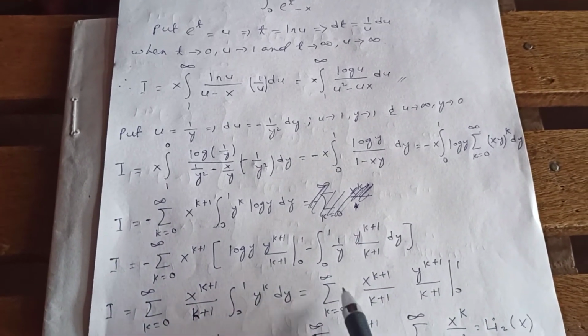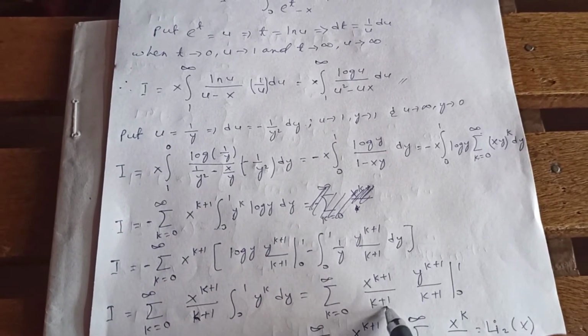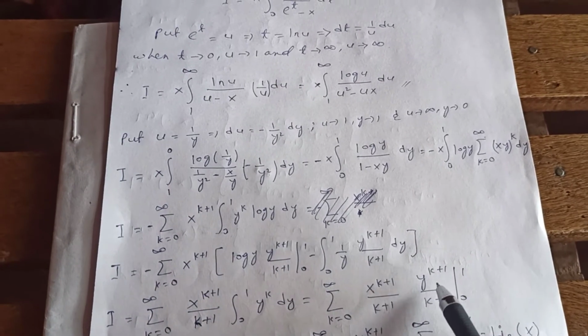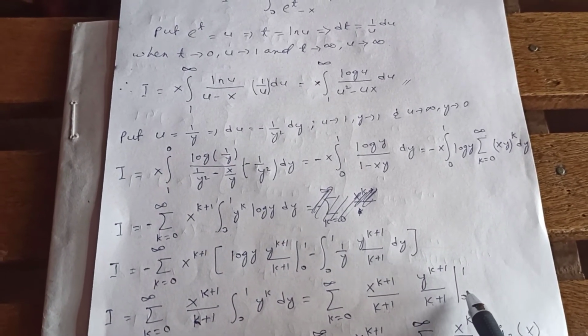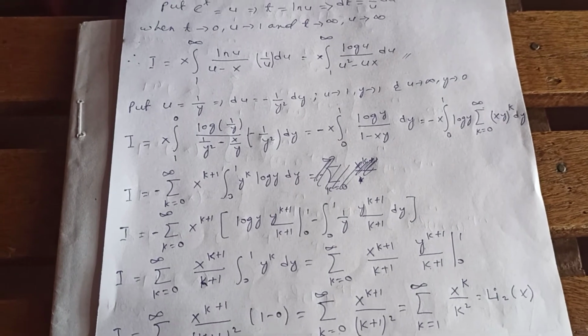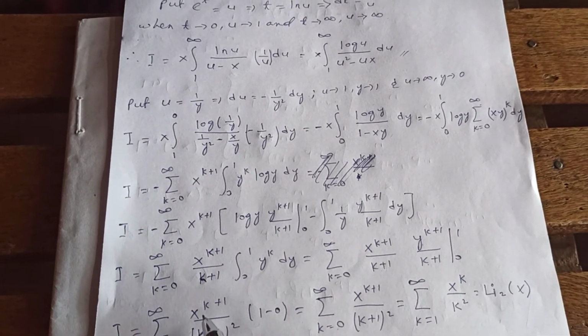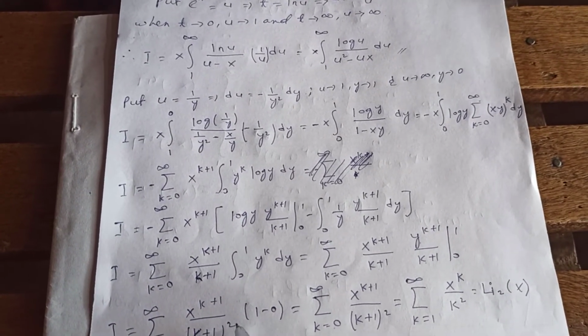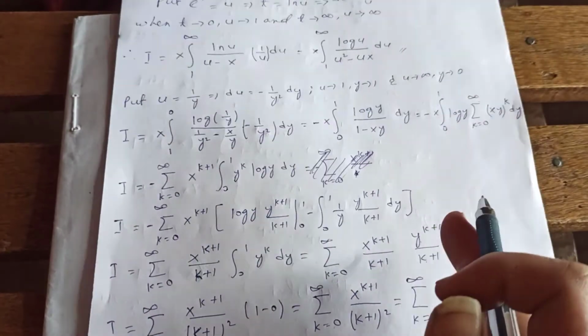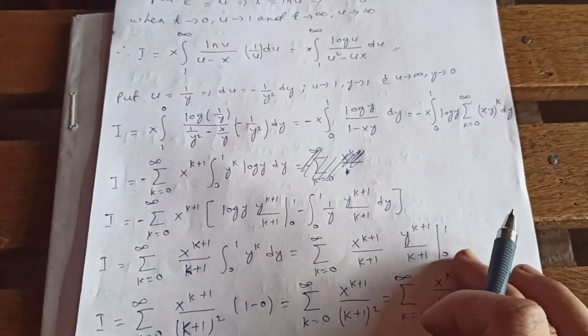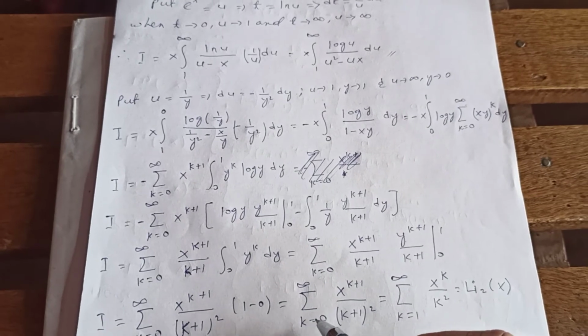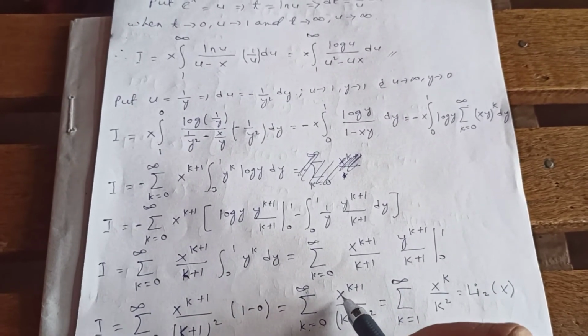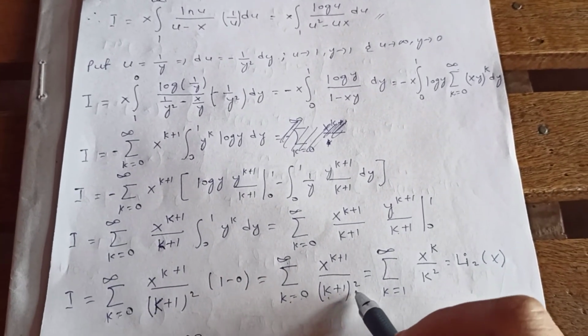which is the sum from k equal to 0 to infinity of x^(k+1) over k+1 times the integration of y^(k+1) over k+1 from 0 to 1, right? So I is the sum from k equal to 0 to infinity of x^(k+1) over (k+1) whole squared, times 1 minus 0, right? Then it is equal to the sum from k equal to 0 to infinity of x^(k+1) over (k+1) whole squared.